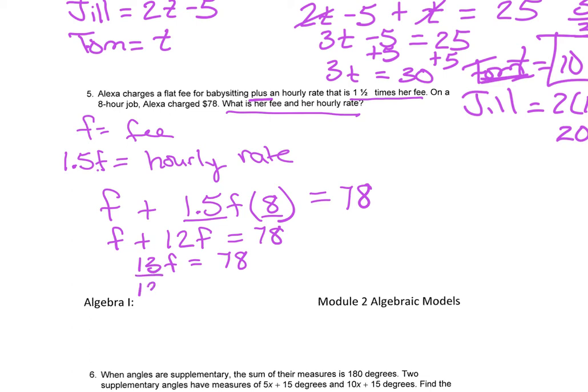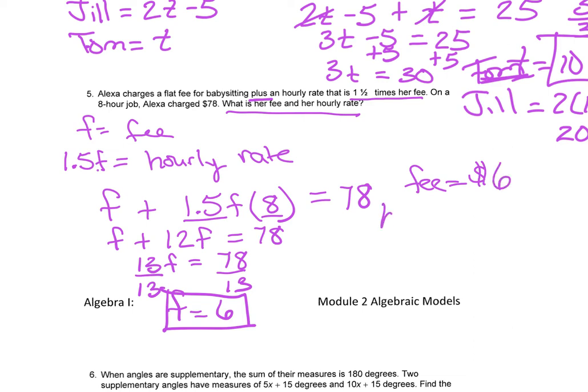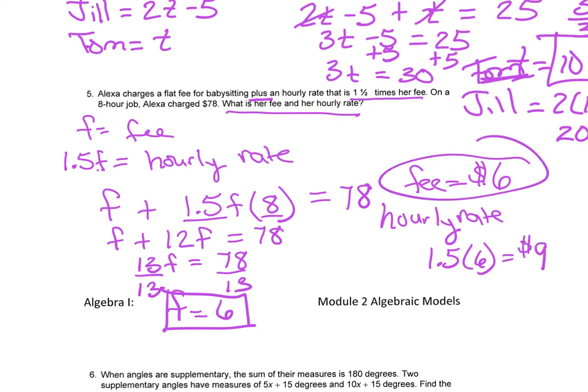Last step to solving this equation is to divide by 13. So F equals 6. Okay, so that we know is the fee. F was the fee, so our fee is $6. The hourly rate is going to be 1.5 times that. So I'm going to take 1.5 times 6, which is $9. So a fee of $6, an hourly rate of $9.